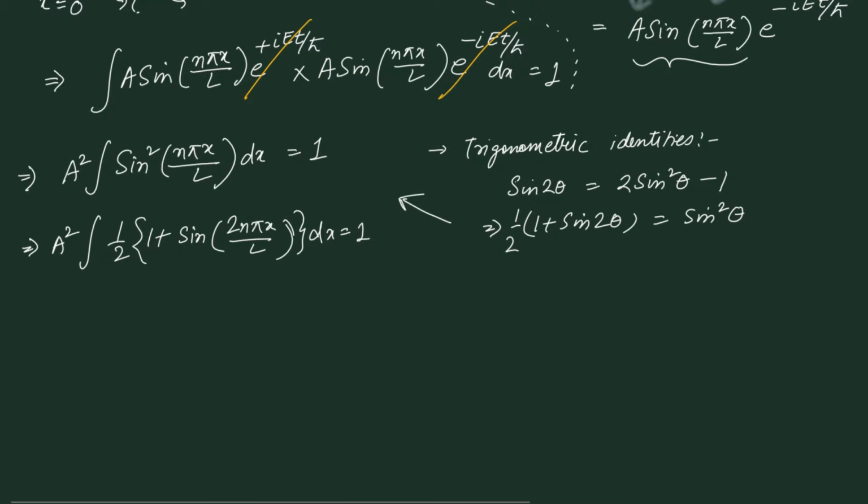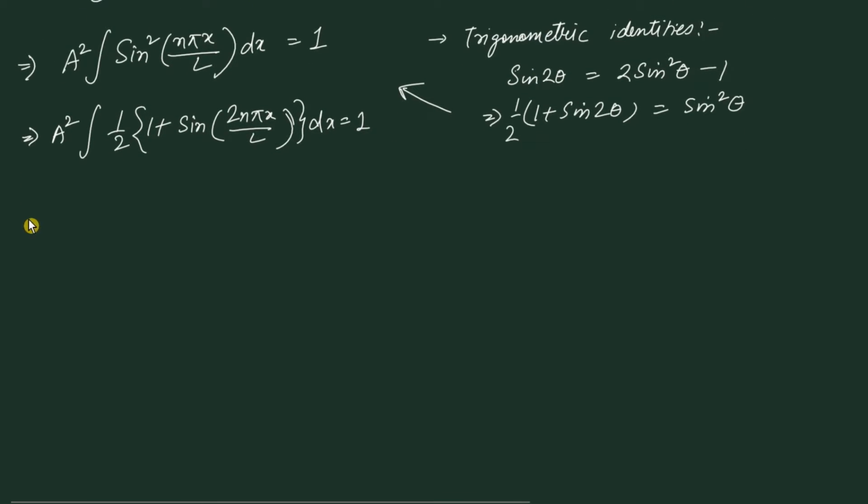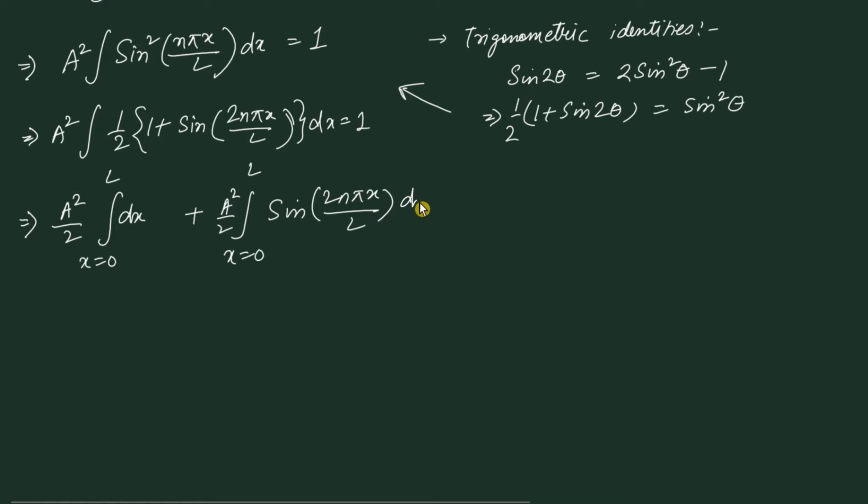So let's try to solve it further. Here I can separate both these two terms. So I can say a square upon 2 integration from x is equal to 0 to L dx plus a square by 2 integration from x is equal to 0 to L sine twice n pi x upon L dx is equal to 1. The first term here is easy, a square by 2, just x from 0 to L.